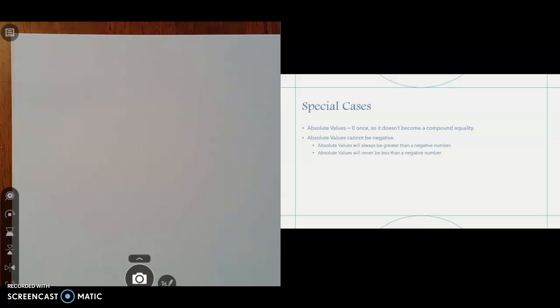Welcome back to section 8.3. We've talked about absolute value equations. We've talked about absolute value inequalities. The last thing I want to do is talk about some special cases, okay?